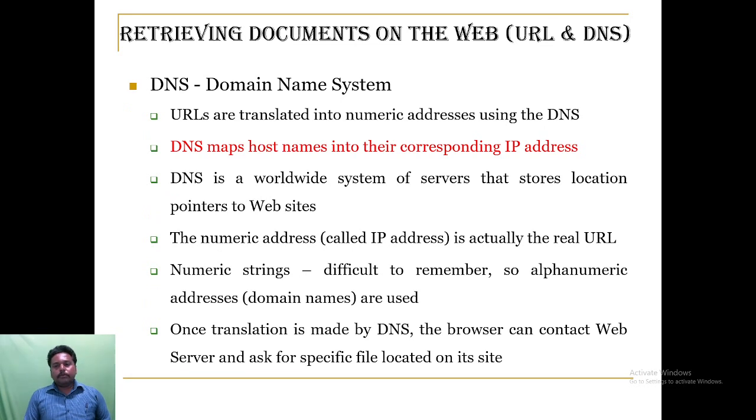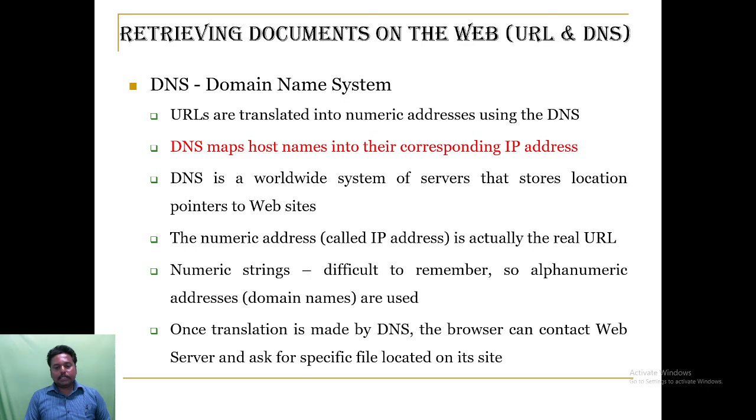Retrieving documents on the web: URL and DNS. DNS is the domain name system. URLs are translated into numeric addresses using the DNS. DNS maps host names into their corresponding IP addresses. DNS is a worldwide system of servers that stores location pointers to websites. It holds and stores the location of the pointer that we can use with the particular domain name or website.